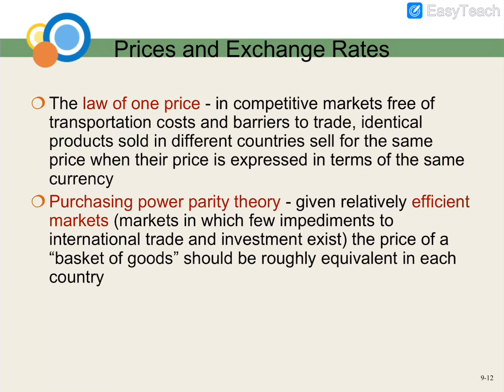Next we move to the purchasing power parity theory. Given a relatively efficient market, which means a market in which few impediments to international trade and investment exist, the price of a basket of goods should be roughly equivalent in each country. So what does purchasing power parity actually mean? Purchasing power parity is the measurement of prices in different countries that uses the price of specific goods to compare the absolute purchasing power of the countries' currency. That is PPP, purchasing power parity.